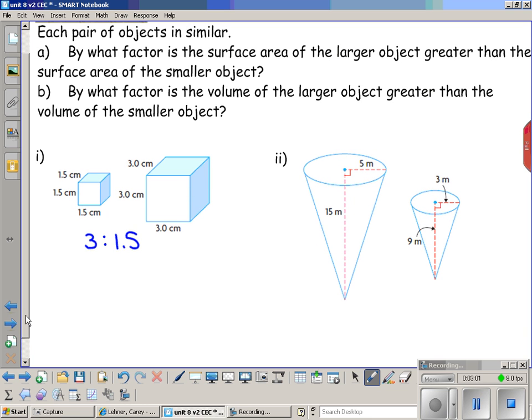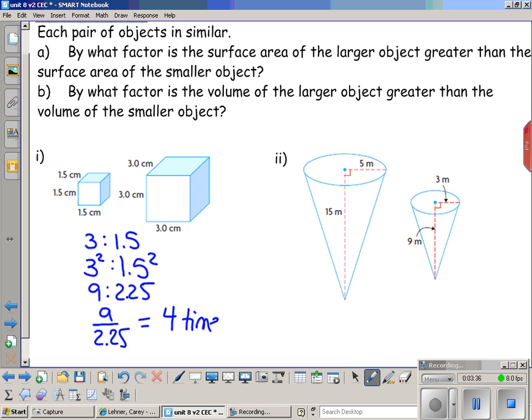Now we want to find out the factor that the surface area would be larger. So we need to square our scale factor. So we're going to get 9 to 2.25. So now, there is the ratio of our surface areas. How many times larger is the second or the larger object? So what we can do is we can go 9 divided by 2.25, and we get 4 times larger.